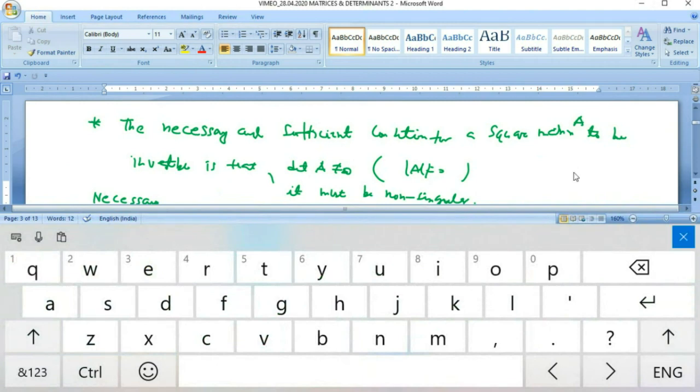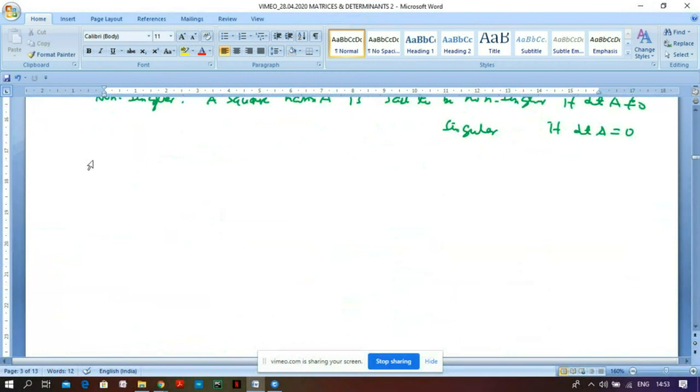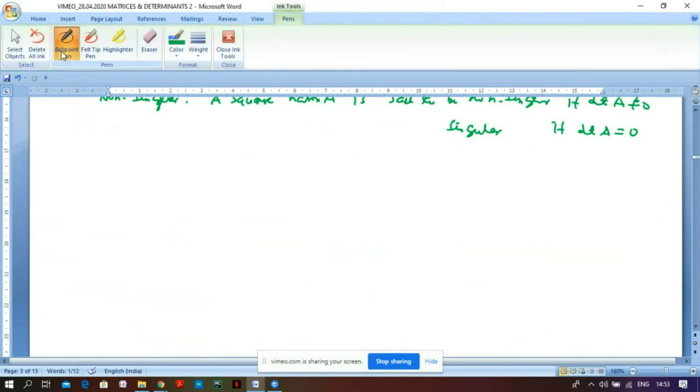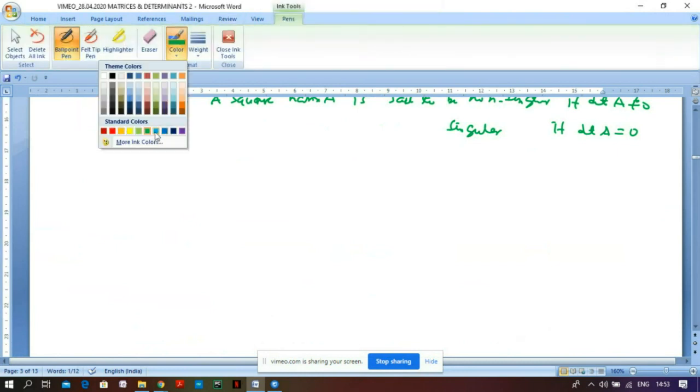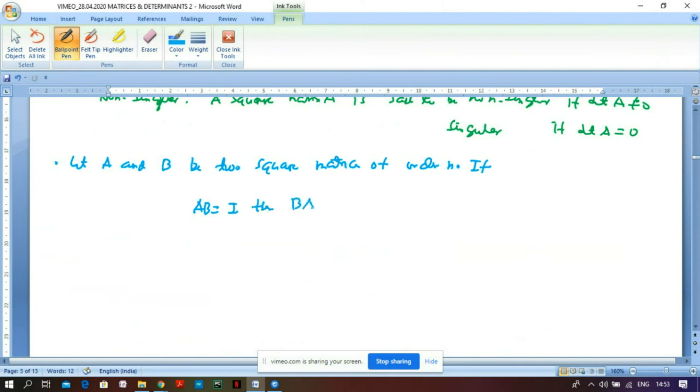Next, we can prove one very important conclusion from here. The result says: let A and B be two square matrices of order n. If AB equals I, then BA equals I.